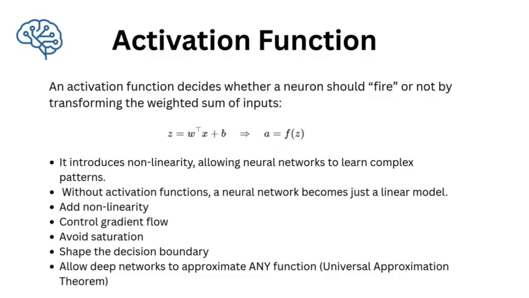Today we are going to understand the role of activation function in a neural network. An activation function decides whether a neuron should fire or not. It does this by transforming the weighted sum of inputs into an output value.